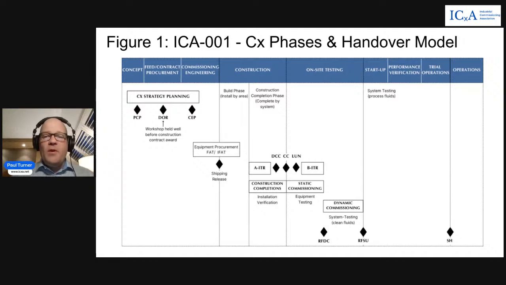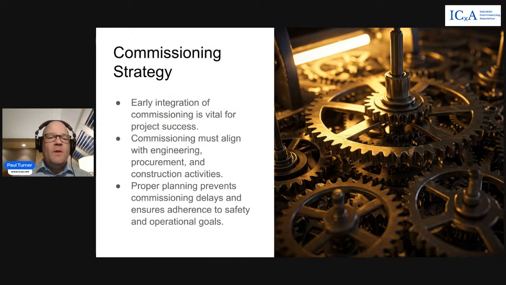So this is a bit of an overview of the commissioning phases and handover model. Definitely check out the standard because it goes through it in a lot more detail. There are several documents and pages attached that define all these milestones and all the activities that take place, all the specifics of what takes place before construction completion and after construction completion. So definitely check out the standard, get your hands on that as well.